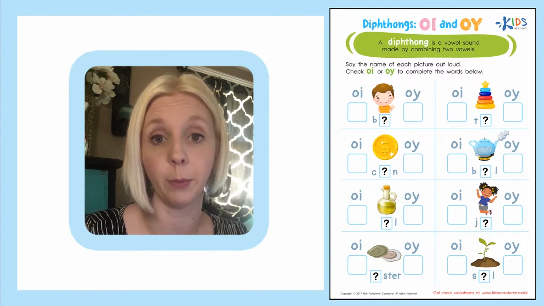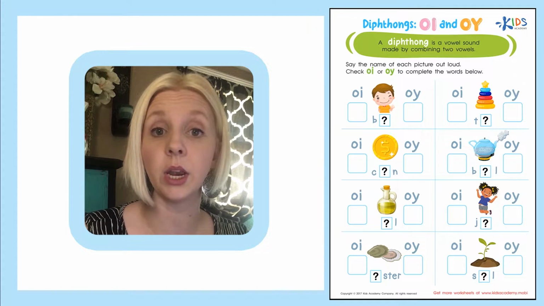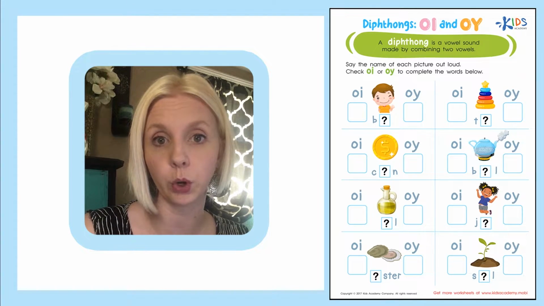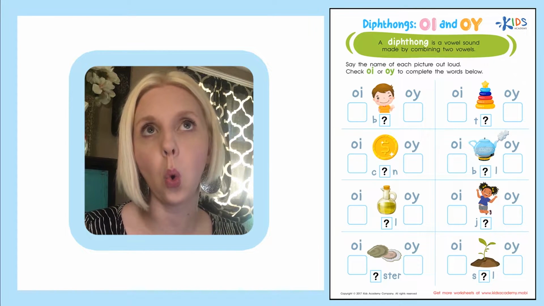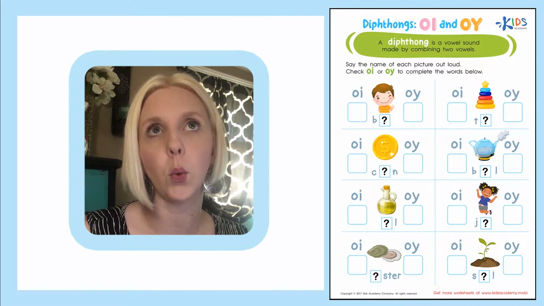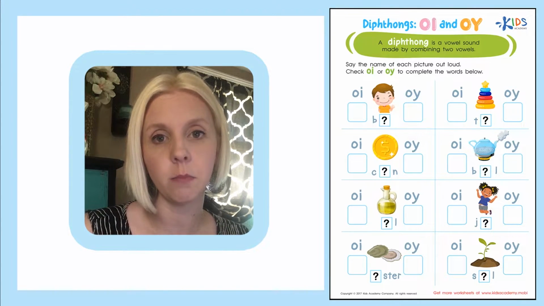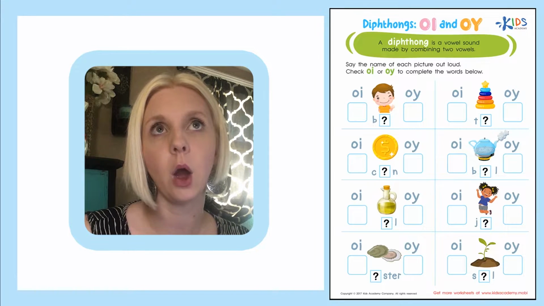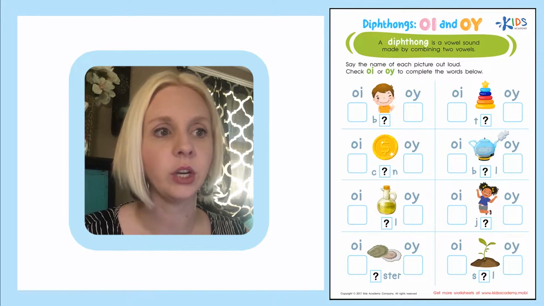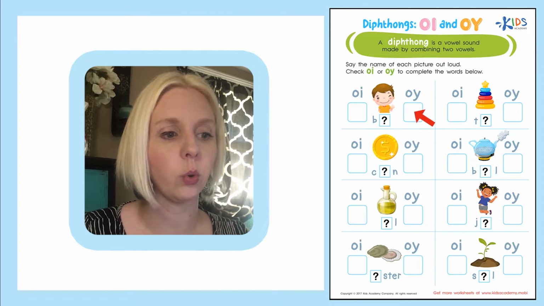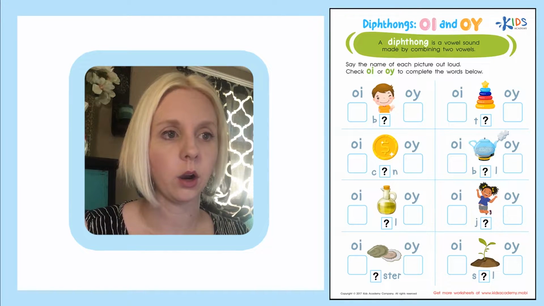This is a picture of a boy. So where do you hear the oi sound in the word boy? B-oi. Is it at the beginning, middle, or end? B-oi. It's at the end. So right here, we are going to check our oy sound, okay?